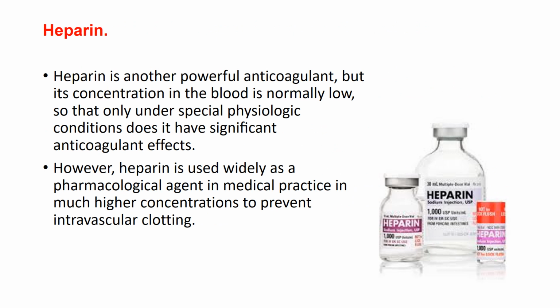Heparin. Heparin is another powerful anticoagulant, but its concentration in the blood is normally low, so that only under special physiologic conditions does it have significant anticoagulant effects. However, heparin is used widely as a pharmacological agent in medical practice in much higher concentrations to prevent intravascular clotting.